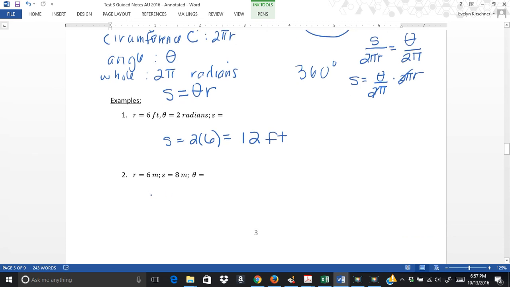Now, what if I have a radius of 6 meters and an arc length of 8 meters, and I want to know my theta? Well, I know S is theta times r, so 8 is theta times 6. So if I divide, that gives me theta is 4/3 radians.